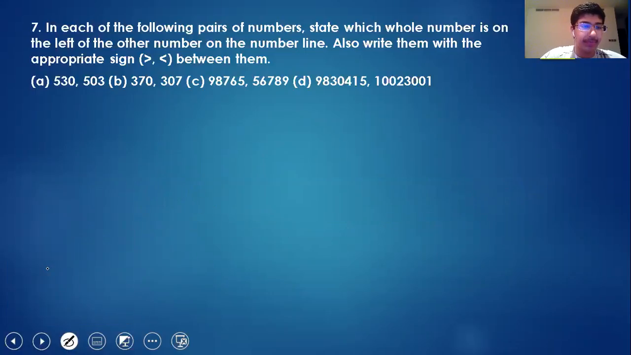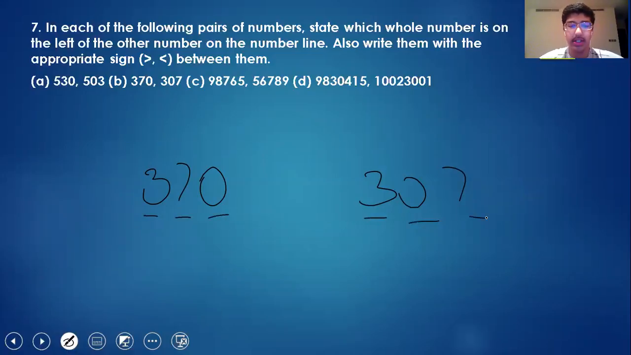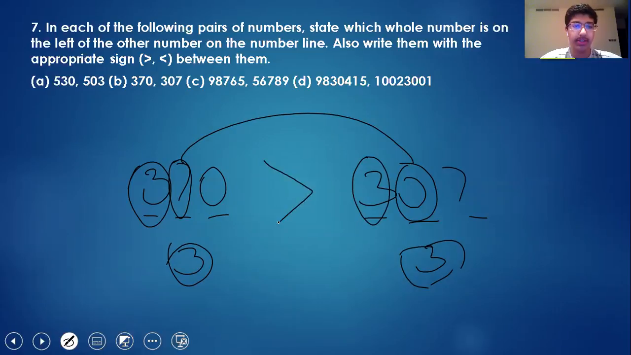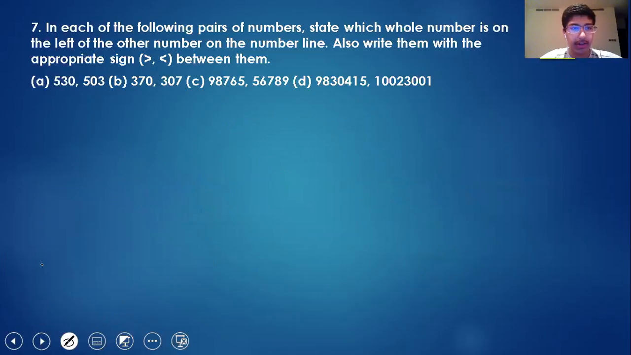Second example, 370 and 307, right? Again, we'll start by looking at the number of places in each. There's 3 here and 3 here, so they both have the same number of places. Now we have to look at the last digit of both of them. So 3 and 3, correct? We have to ignore them since they are equal. And 7 and 0 is in the second place, correct? 7 obviously is greater than 0. So the mouth faces the greater number, that is 370. And 370 will be on the right hand side and 307 will be on the left hand side. All right, next one.